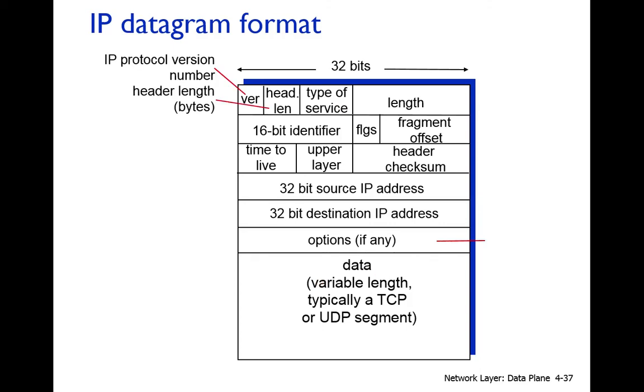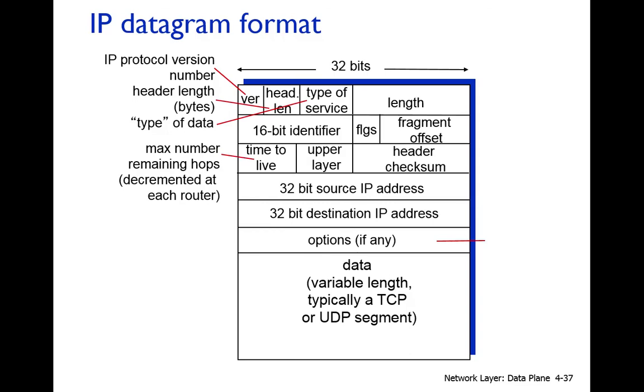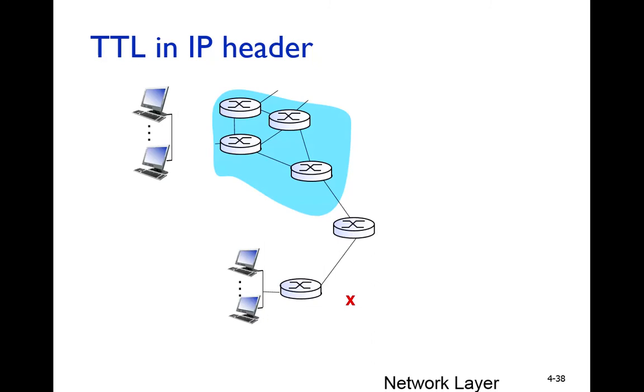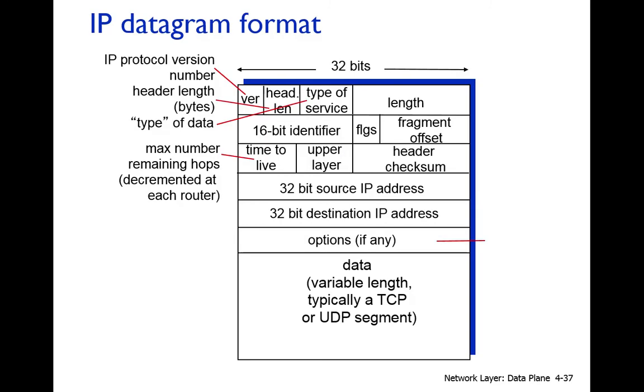So we have discussed version number, header length, and type of service. Now we are going to discuss another field, and that is called time to live. This is an integer value. It is decremented when a router receives the packet and forwards it; before forwarding, this field is decremented by 1. Let me explain it through an example.